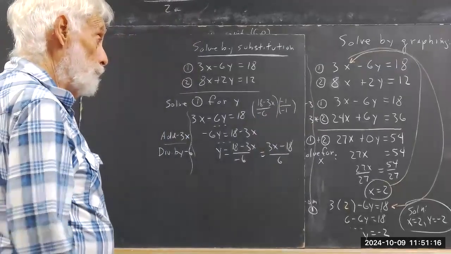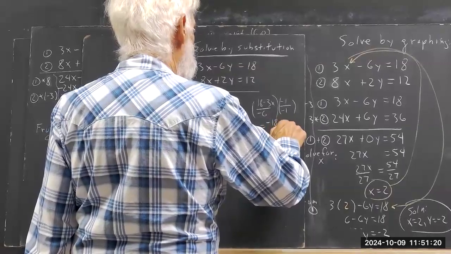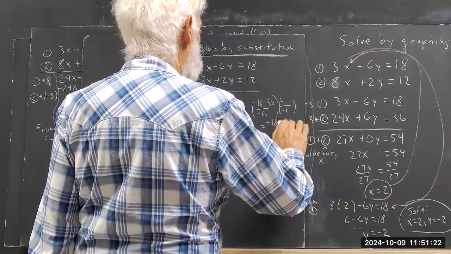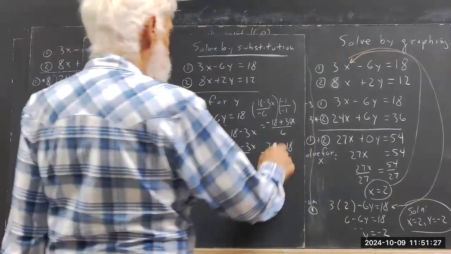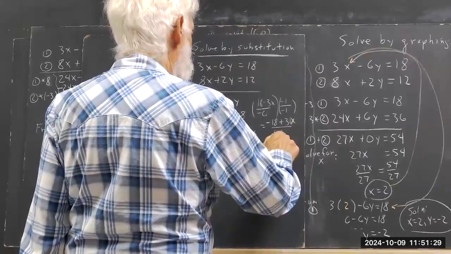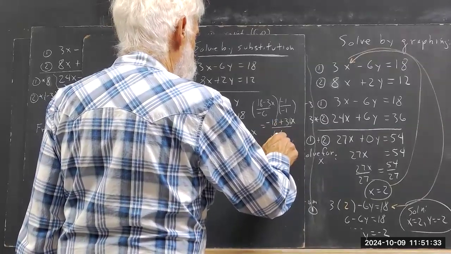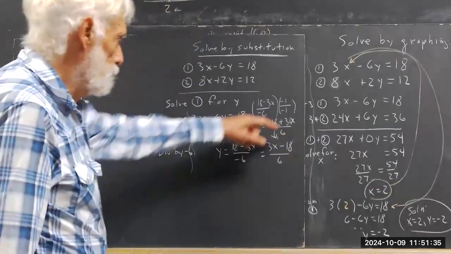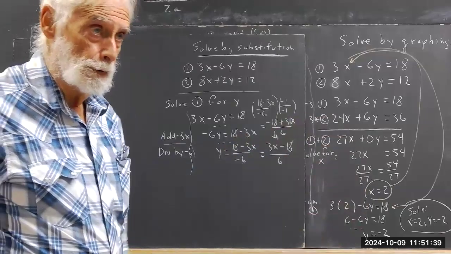Multiply both sides by negative 1. We get negative 18 plus 3x over 6, which is then the same as what I write here. I just write the 3x first and the negative 18 because usually our x's go first. Okay?